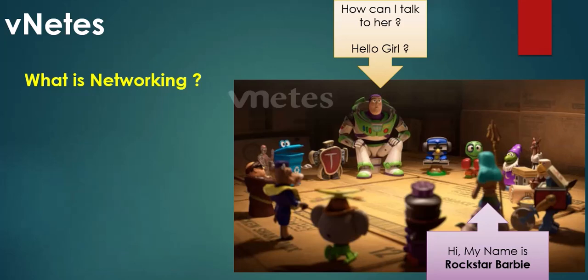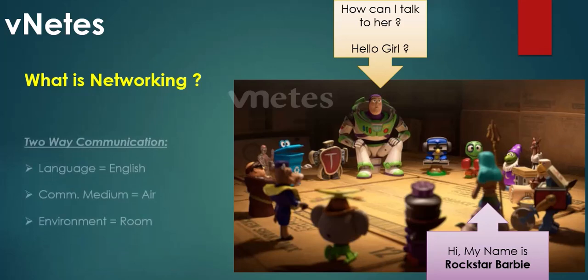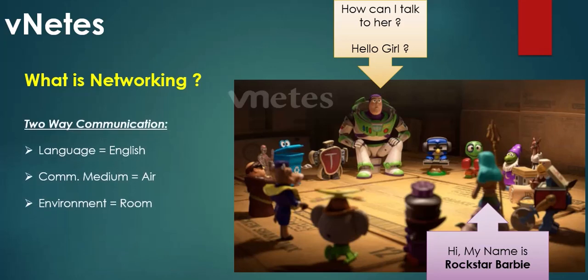So what are all the key points we need to consider from this example? Okay, one is language. They are using English. What is the communication medium? That is air. What is the environment? That is room. Now let's talk about Barbie's mother.